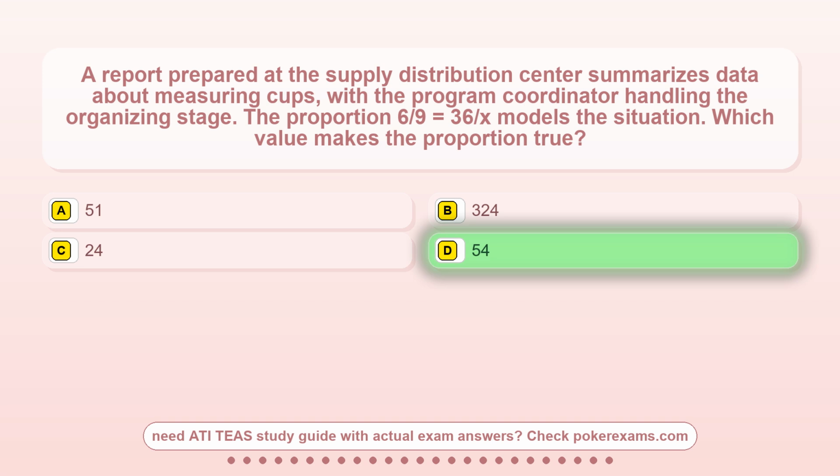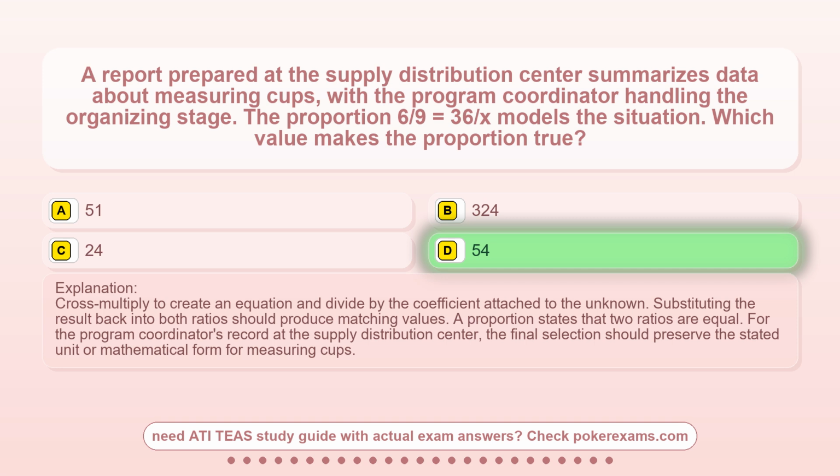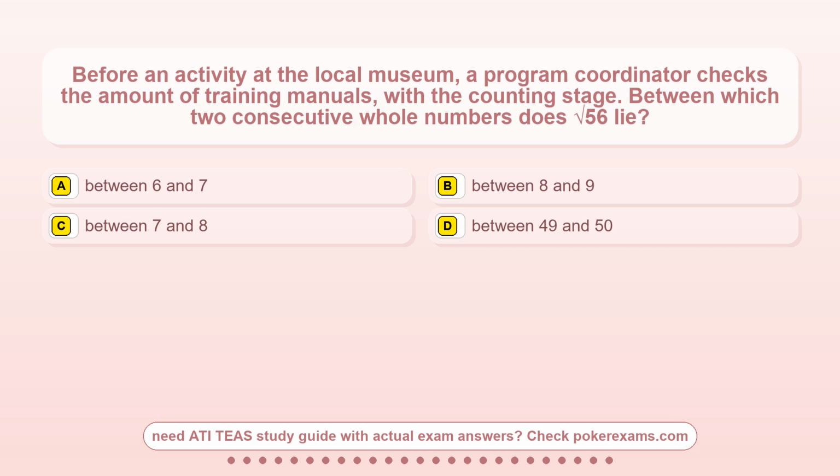The correct answer is option D, 54. Cross-multiply to create an equation and divide by the coefficient attached to the unknown. Substituting the result back into both ratios should produce matching values. A proportion states that two ratios are equal. For the program coordinator's record at the Supply Distribution Center, the final selection should preserve the stated unit or mathematical form for measuring cups.